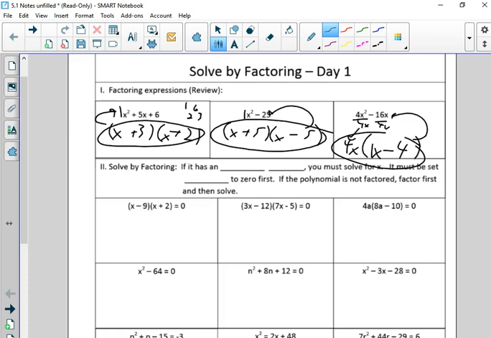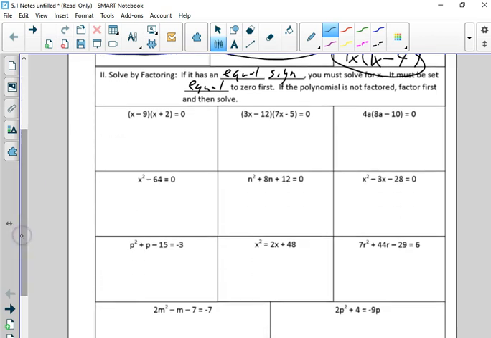Okay, so we're going from factoring to solving. It's the same thing, just one more step. So if there is an equal sign, you must solve for x. It must be set equal to 0 first. It's got to be set equal to 0. So on these, it's easy. We're not going to do all these. We'll do a couple of them.